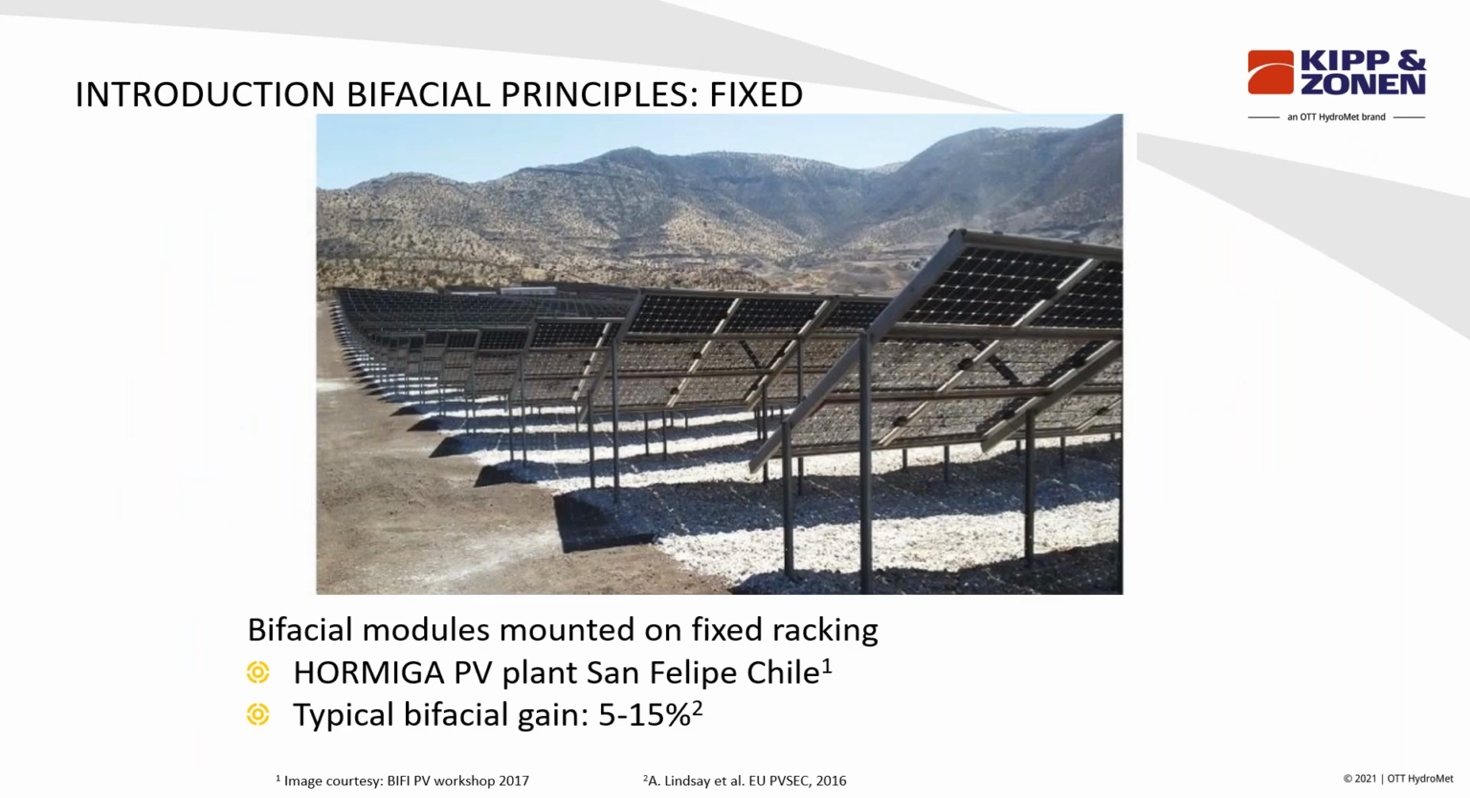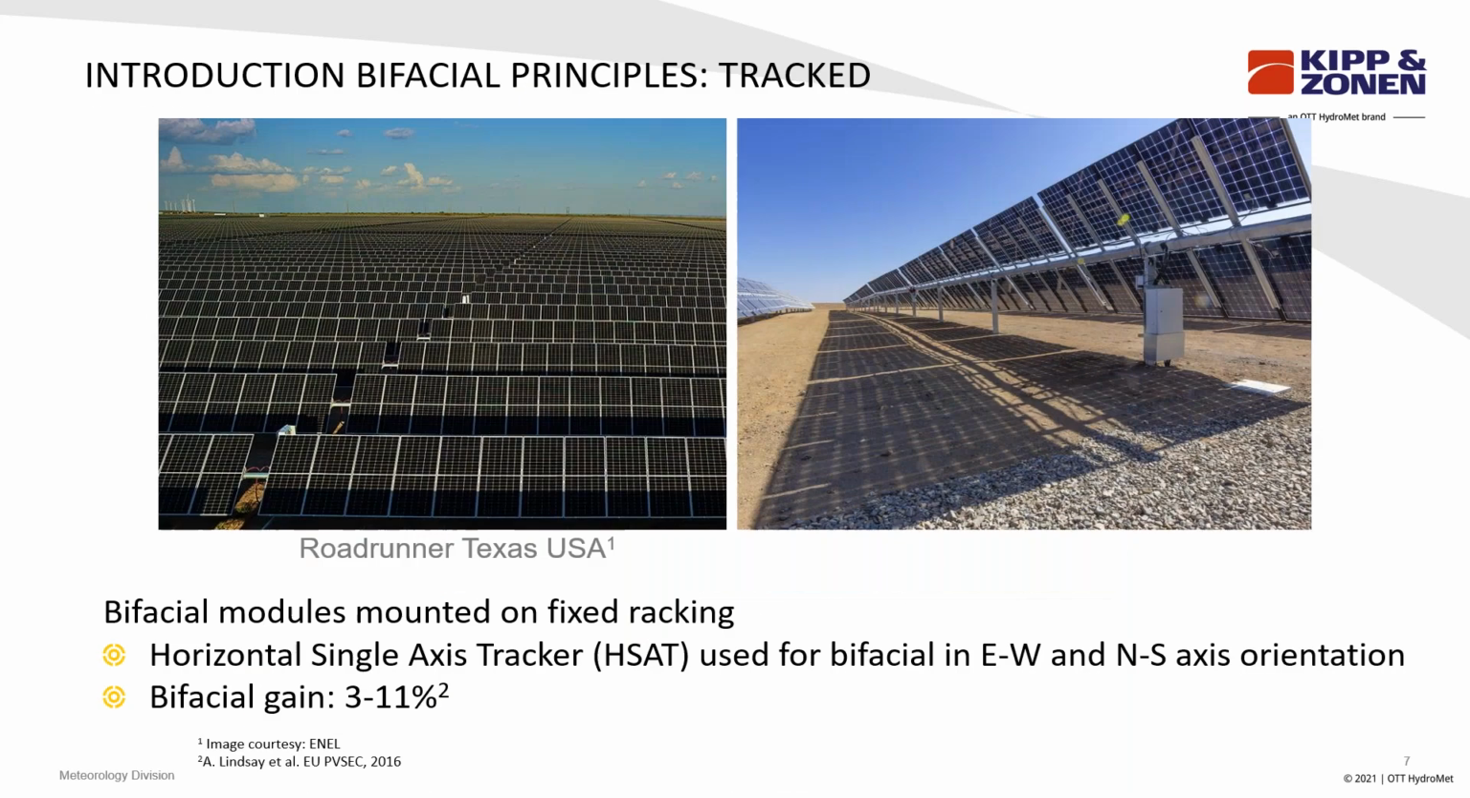Now, there are 2 flavors of bifacial plants. They come on one hand as a fixed bifacial plant, of which you see an example here. This is a bifacial plant in Chile, South America. You can see that the modules are mounted on a fixed racking. In literature, typical bifacial gains for this type of plant are between 5 and 15%, depending on how the plant is optimized.